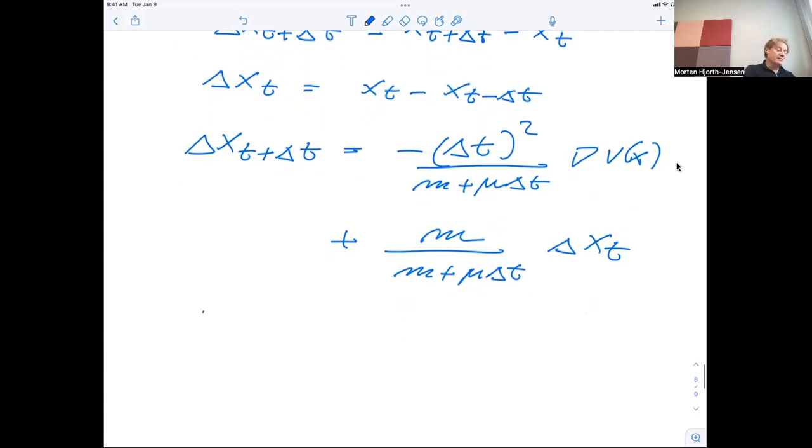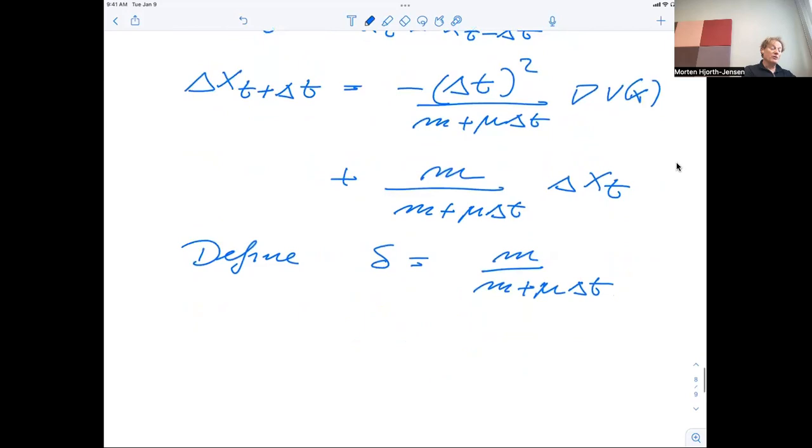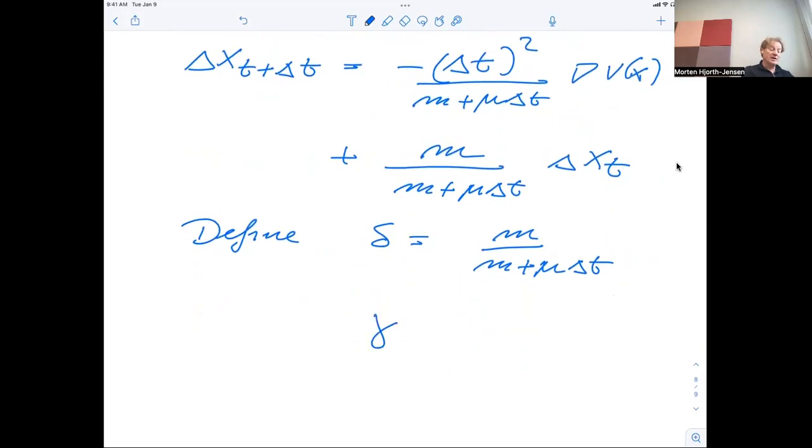And then we are going to define new constants. I define a parameter delta, which is simply the last term in front of delta x of t. So that's m divided by m plus mu of delta t. And then I'm going to put in a new parameter, which I am going to recognize as the learning rate. I'm using the same symbol gamma, and I'm going to have delta t squared divided by m plus mu of delta t.